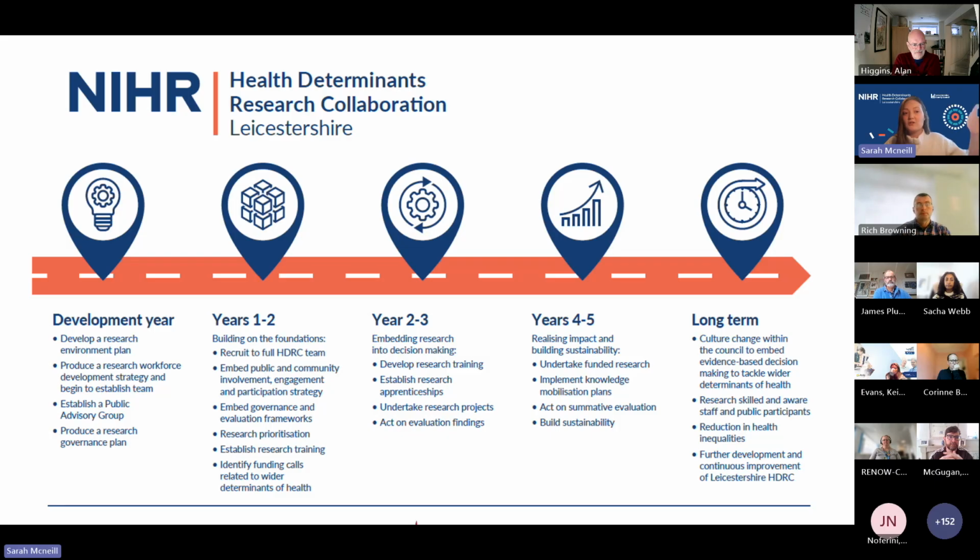So years 1 to 2, years 2 to 3 and onwards are more about getting those building blocks in place so that the culture change and reducing health inequalities can happen in the long run. So development year and year 1 have been about establishing collaborations and partnerships, getting the right people around the table, getting our public involved, getting the right voices around the table, and asking what the research needs and research priorities are in Leicestershire, and then what our next steps are for those.